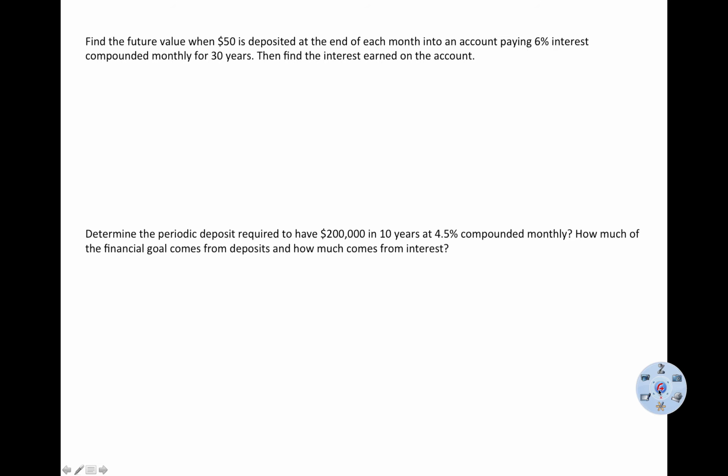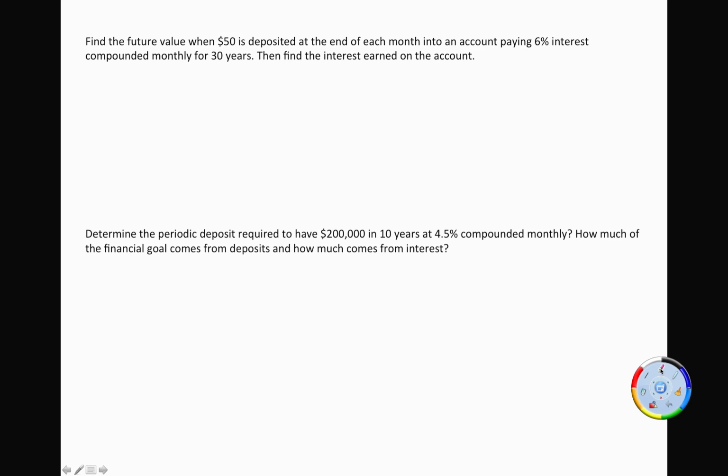Okay, let's see how we can use these formulas. Find the future value when $50 is deposited at the end of each month. This is my key that I'm talking about an annuity versus regular compound interest, because notice it uses the word compound also. So how do I choose between the regular compound interest formula or my annuity formula? Right here, periodic payments. If I keep feeding money into it over and over versus putting one lump sum in and letting it sit there.